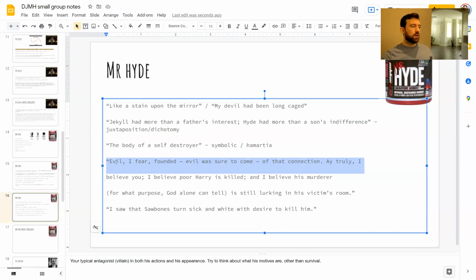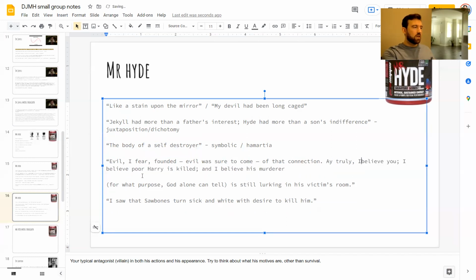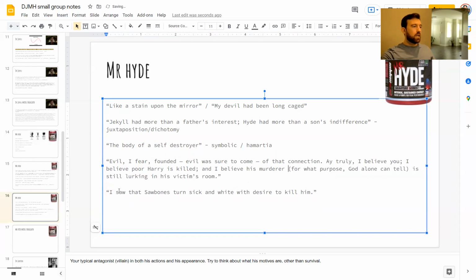Evil, I fear, founded. Evil was sure to come of that connection. I believe you. I believe poor Harry is killed, and I believe his murderer, for what purpose God alone can tell, is still lurking in his victim's room.